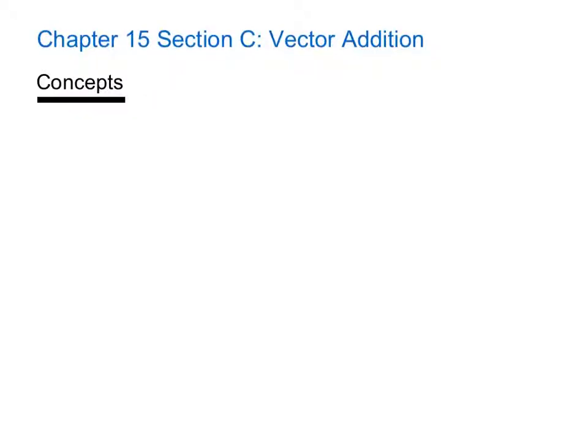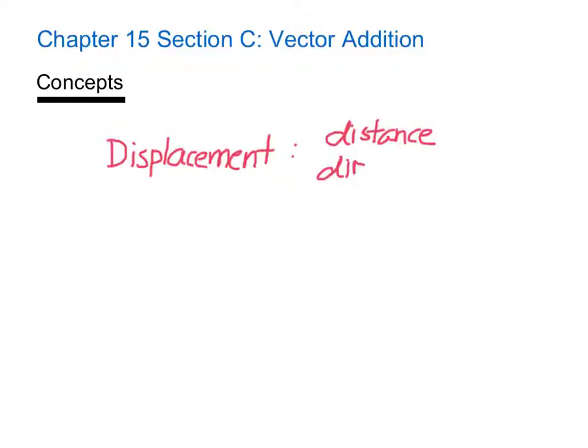In this video, we'll be looking at Chapter 15, Section C on vector addition. Now, we've already been working with vectors and we just didn't realize it. In Chapter 10, when we were dealing with bearing problems, we were really working with displacements. Now think of displacement as a vector because it has both magnitude and direction, and it's really just a distance traveled with a direction.